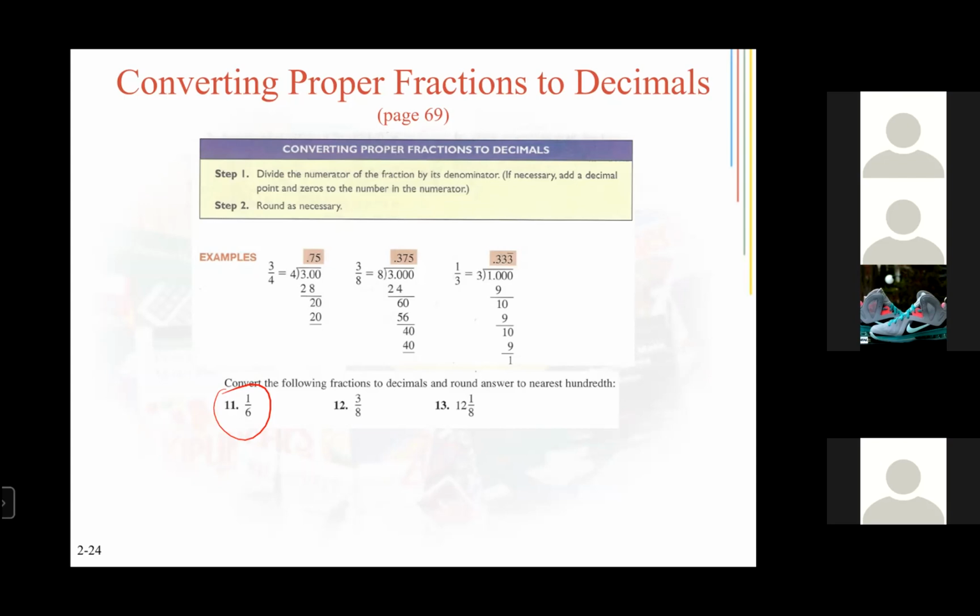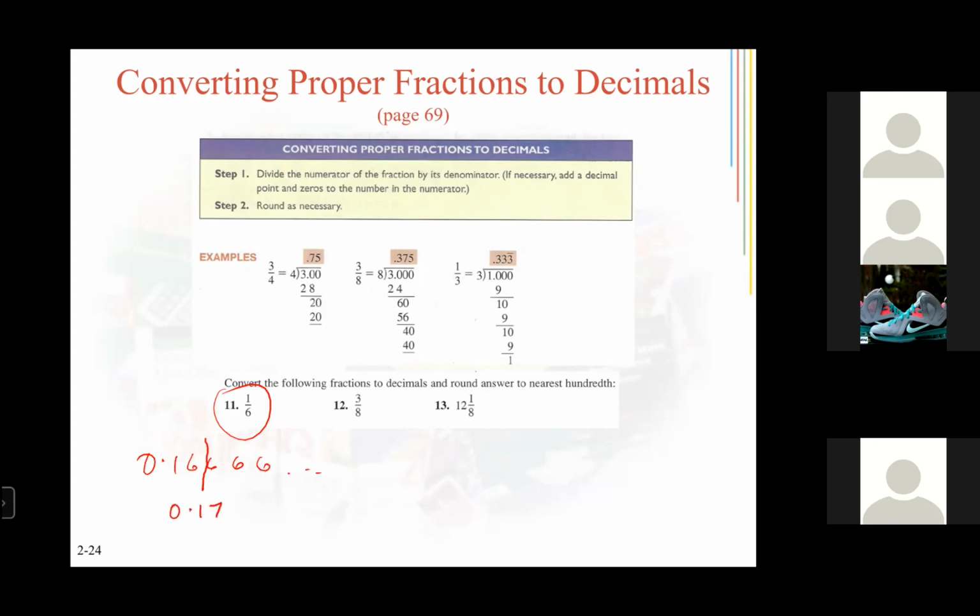So if you get 0.1666 on and on, you need it to the nearest hundredth. The hundredth place would be the second place after the point. So what would that be to the nearest hundredth? 0.16. The number that comes after that is 17, my bad. 17. Okay, so it would be 0.17.